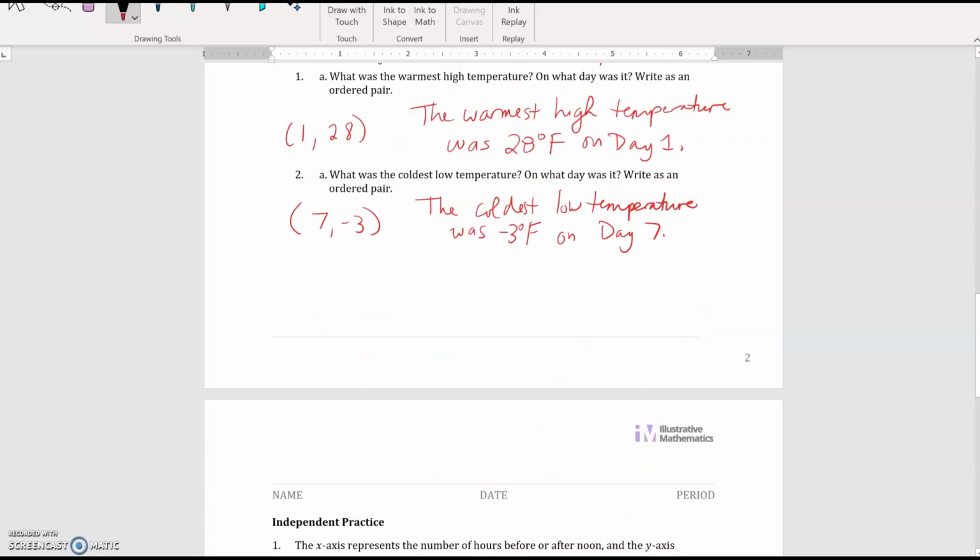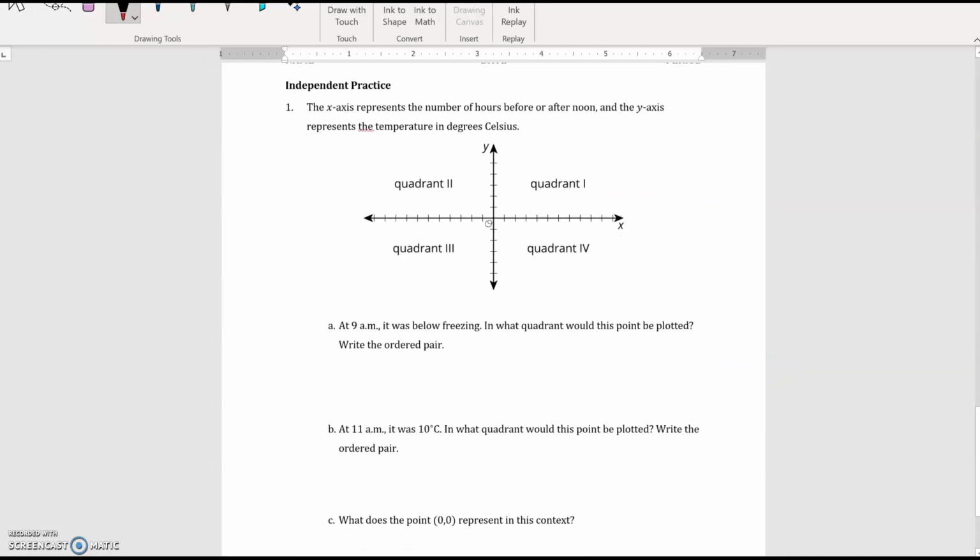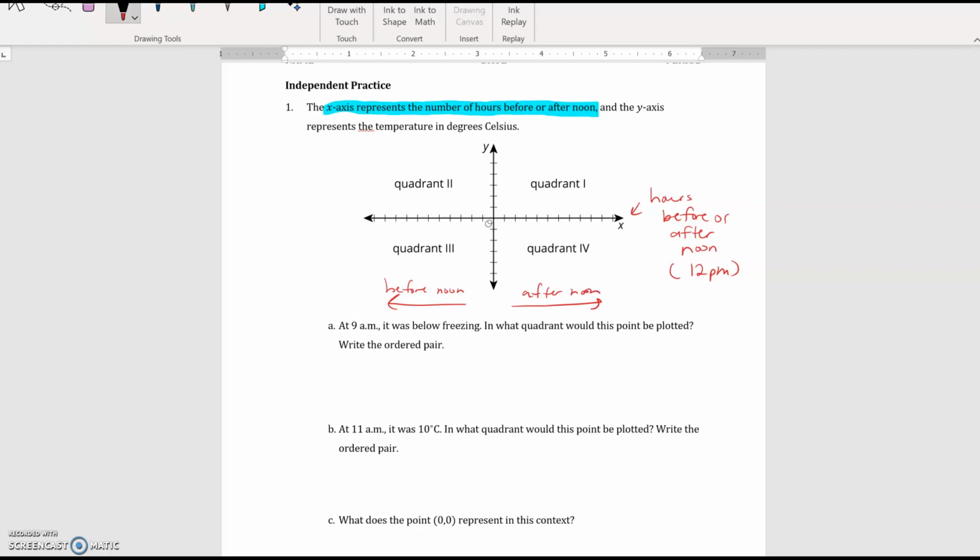We have one more example to go, and this is one you're going to do independently. So I'm going to give you some support before we start, and then you're going to go from there. So it says here the following. The x-axis represents the number of hours before or after noon. So let's annotate that. This is hours before or after noon. Just for us to remember, noon is 12 p.m. So this is before noon. This is after noon. Okay?